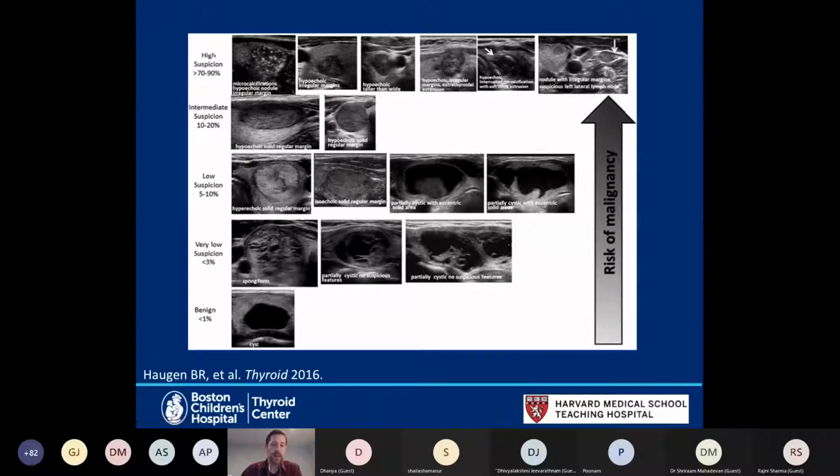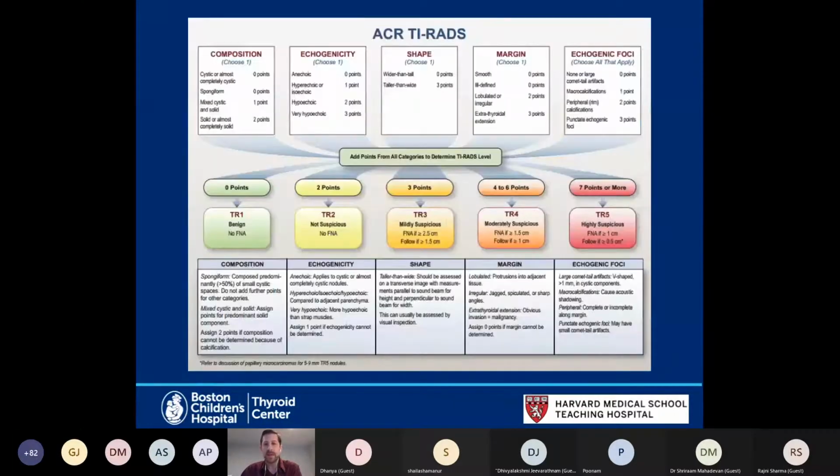Another way that's become popular to evaluate these is using various scoring systems. This is a common one, although there are others, the ACR TI-RADS system. And as you'll see, these are essentially looking at the same risk factors, just assigning numerical point values to them, and then adding those up to get a designation for a level of risk, and then associated with specific thresholds for biopsy based on the risk level.